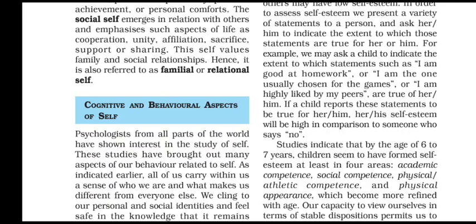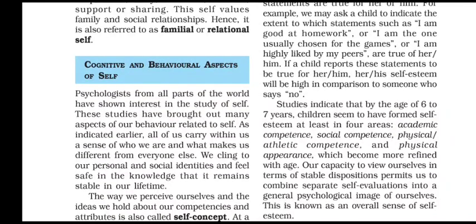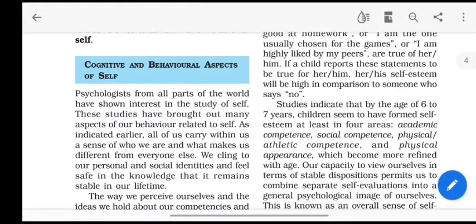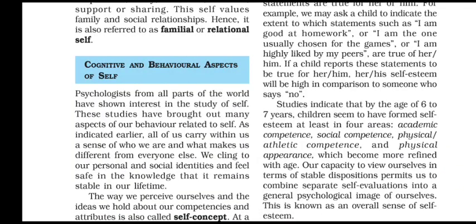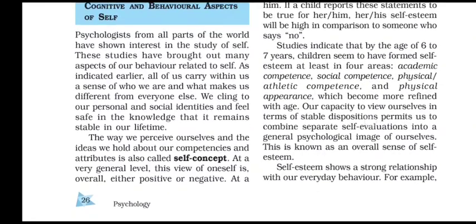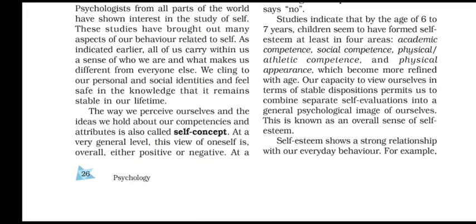For example, we may ask a child to indicate the extent to which statements such as "I am good at homework," or "I am the one usually chosen for games," or "I am highly liked by my peers" are true of her or him. If a child reports these statements to be true for her or him, her or his self-esteem will be high in comparison to someone who says no. Studies indicate that by the age of 6 to 7 years, children seem to have formed self-esteem in at least 4 areas: academic competence, social competence, physical or athletic competence, which become more refined with age.